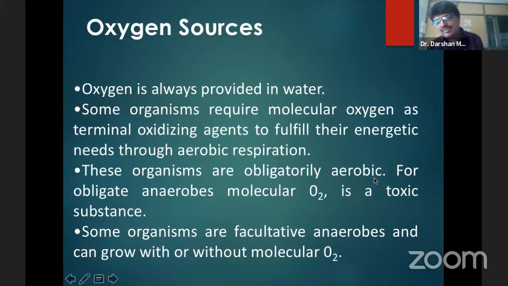And these are the organisms which are obligatory aerobic. उनको compulsory oxygen चाहिए तो ही वो survive होंगे. Otherwise they are not going to survive.